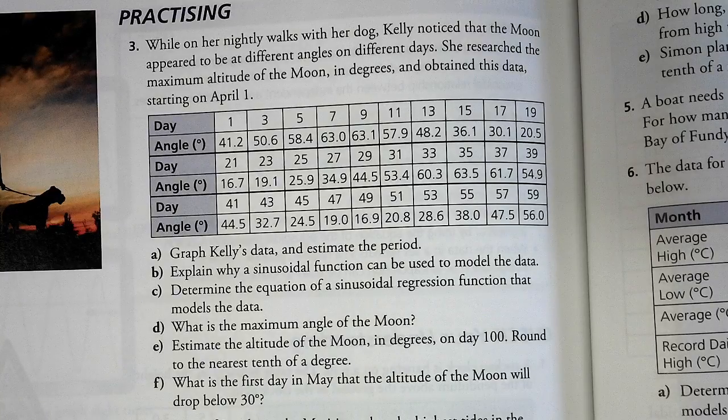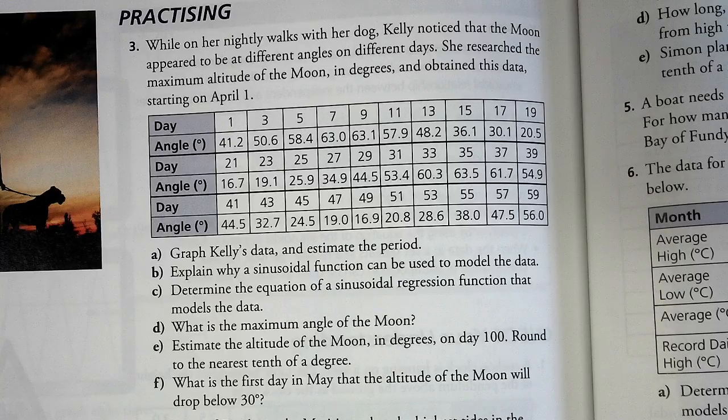So here's the second part of the solutions video, just for question 3. While on nightly walks with her dog, Kelly noticed that the moon appeared to be at different angles on different days. She researched the maximum altitude of the moon in degrees and obtained this data starting April 1st.